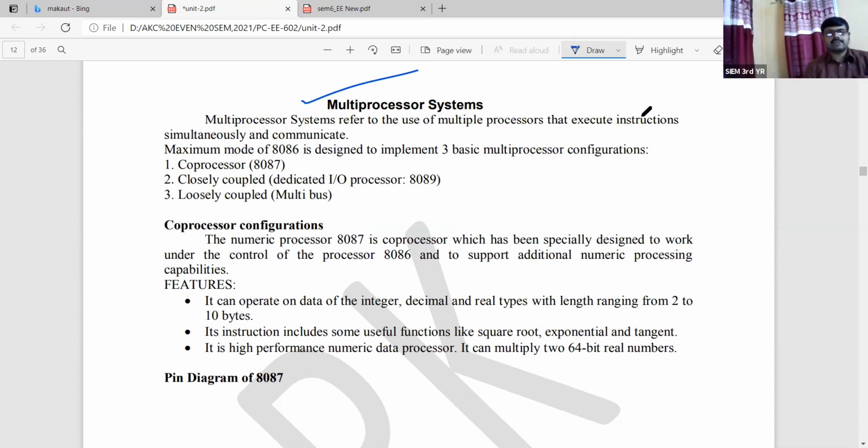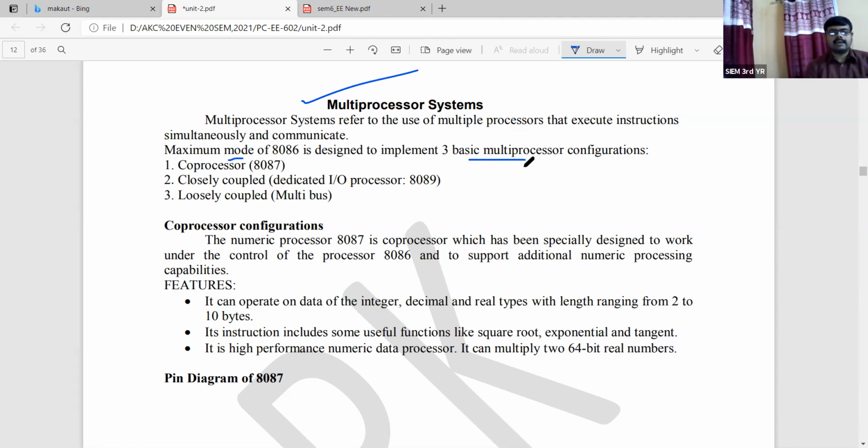This particular section is purely theoretical, and you have to understand the basic thing. With the basic thing, you have to go with the details associated with the different portions of the advanced processors that you will club together with the 8086. So multiprocessor system refers to the use of multiple processors that execute instructions simultaneously and communicate. The maximum mode of 8086, that is important, is designed to implement three basic multiprocessor configurations.